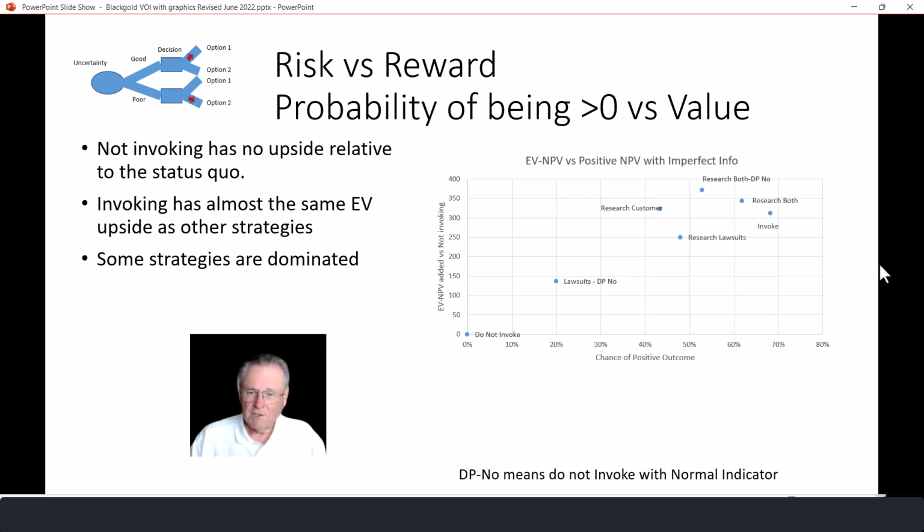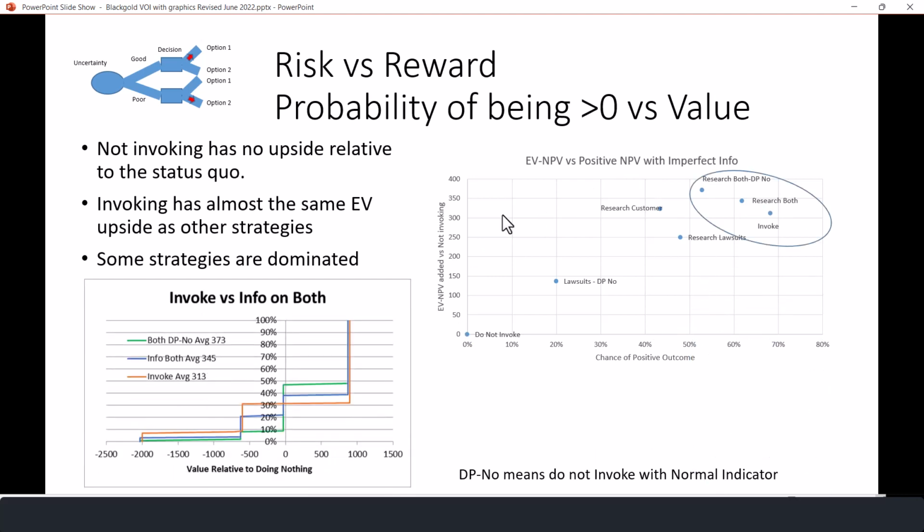Now, some of these strategies are dominated. For example, why would I ever just research lawsuits when I could invoke and I get a higher NPV and I get a higher probability of a positive outcome? The same for these other 2 here. They dominate these 4 cases here. Therefore, we want to focus on these 3 strategies.